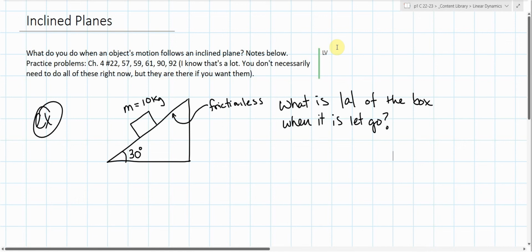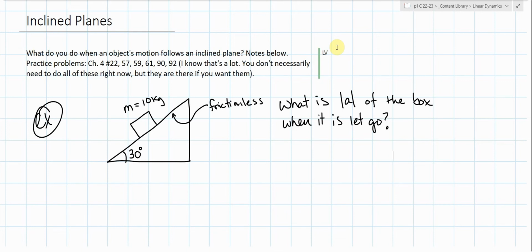Hello, we're going to show you how to deal with a mess that's on an inclined plane today. So here we have a box on a ramp or an inclined plane. That inclined plane is frictionless. And I have a simple question. I want to know the magnitude of the acceleration of the box when it's let go.